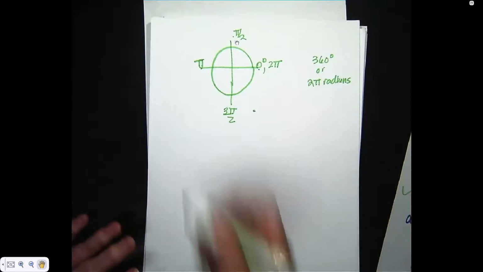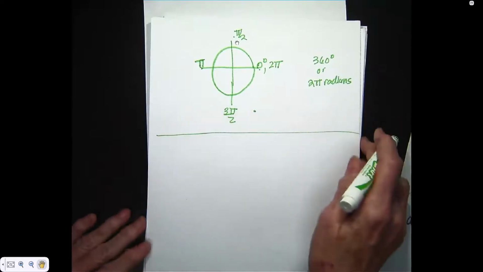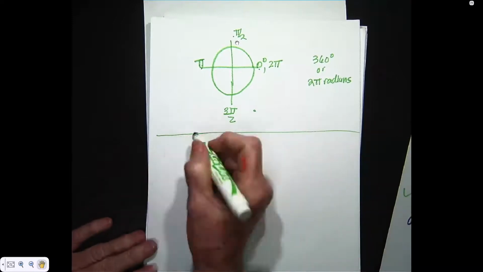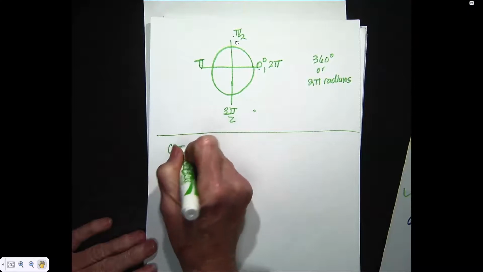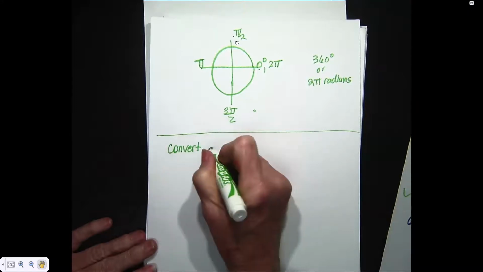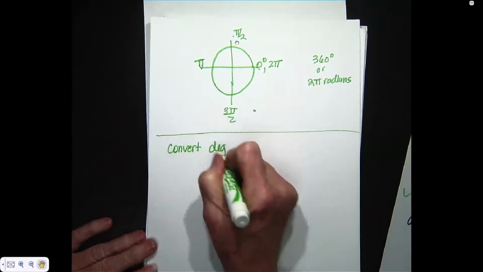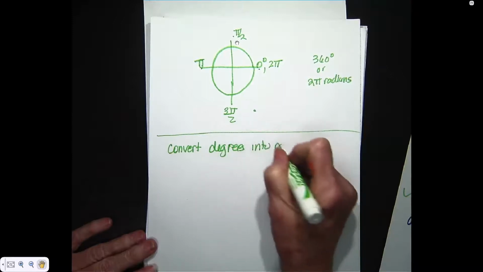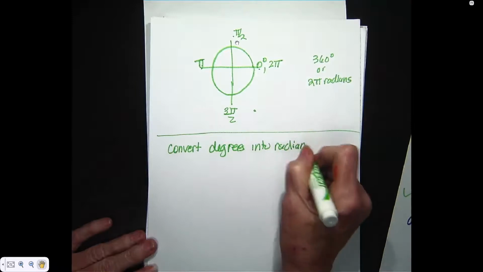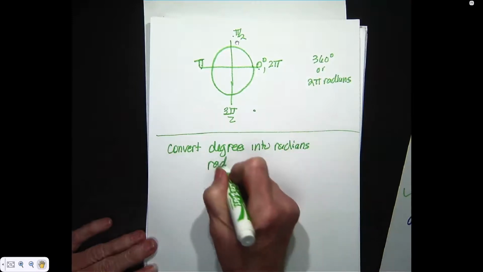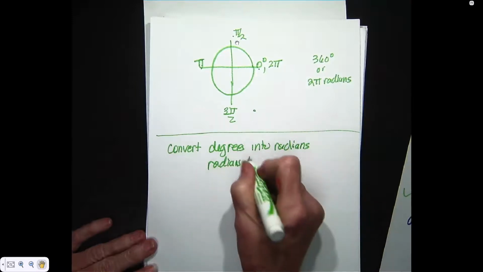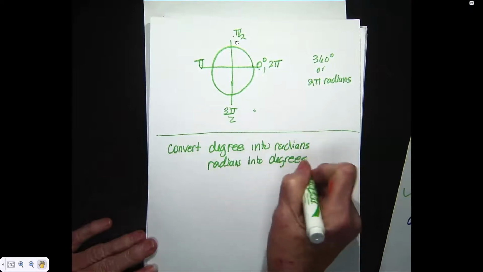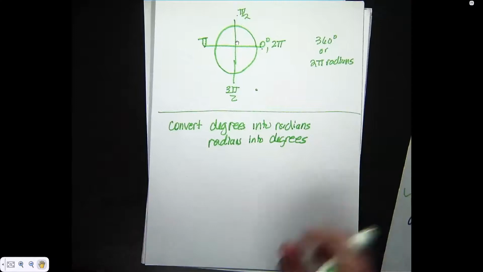So today's lesson is just kind of introducing you to what you need to know. And what I want to do today is convert from degrees into radians, and from radians into degrees. Okay, so that would be my goal with this.